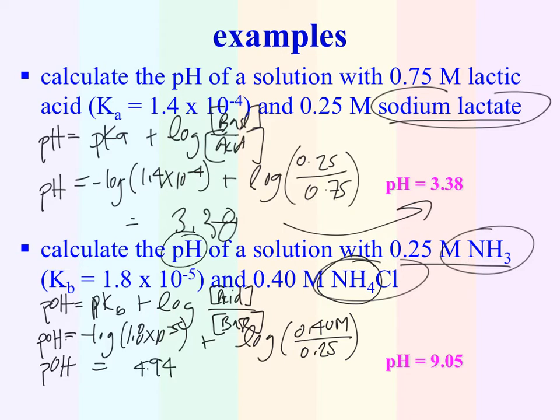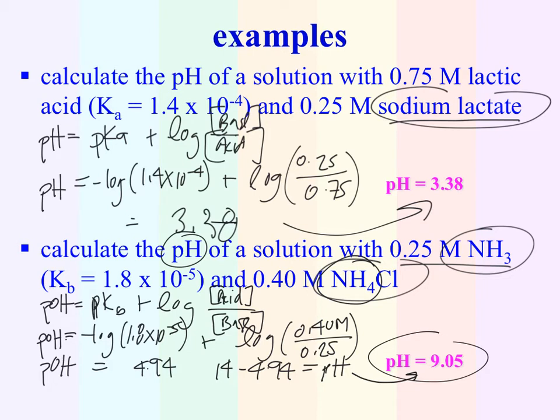Now notice they've asked us to calculate for pH, so now we're going to use 14 minus 4.94 in order to get our pH value. So, 14 minus 4.94 is going to give us a pH of 9.05, as we see here.